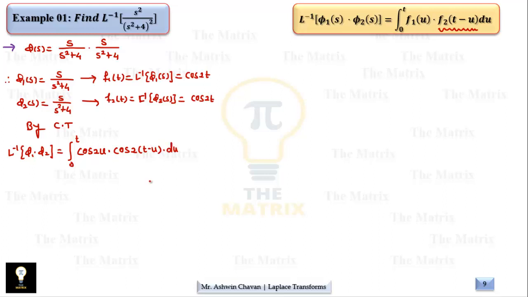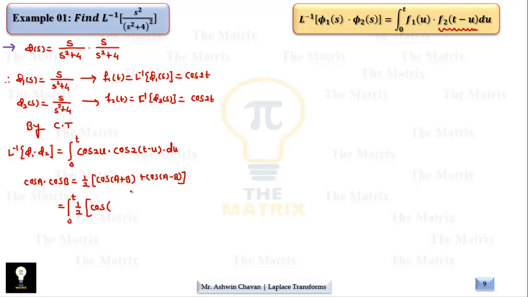Please note this. Now this is of the cos A cos B form. We know what cos A cos B is: cos A into cos B is half of cos of A plus B plus cos of A minus B. Therefore, the integral takes the form integral over 0 to t, where A is 2u and B is 2t minus 2u. So it will be half of cos of.